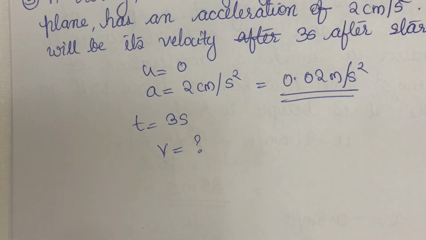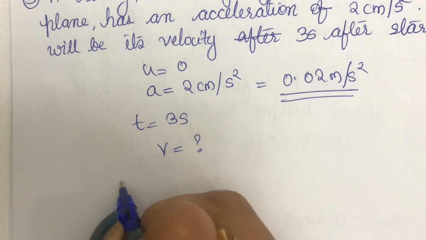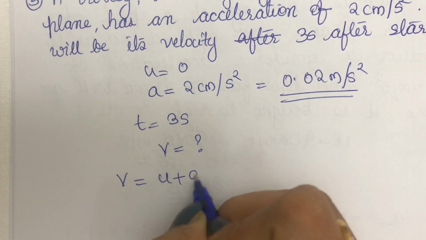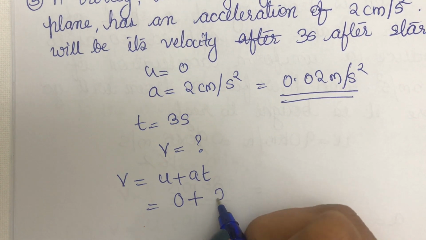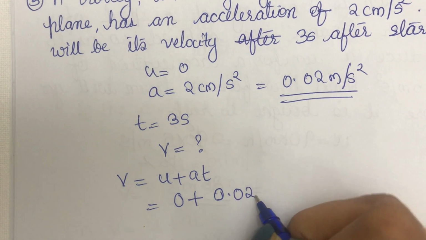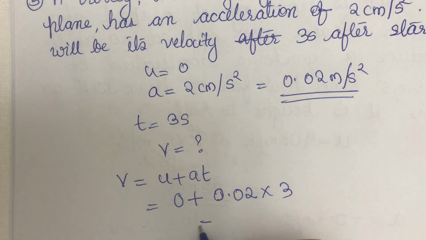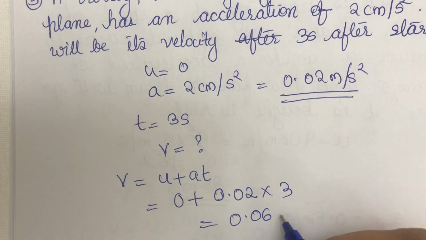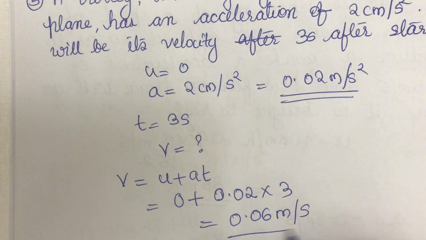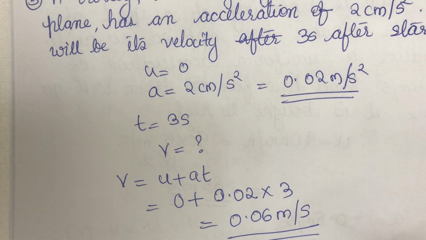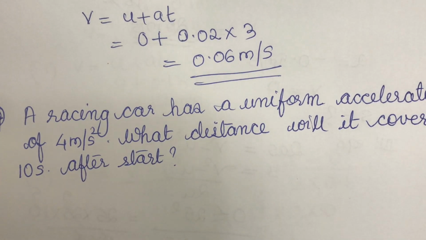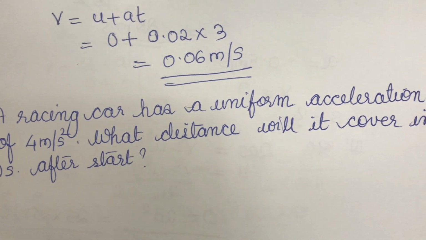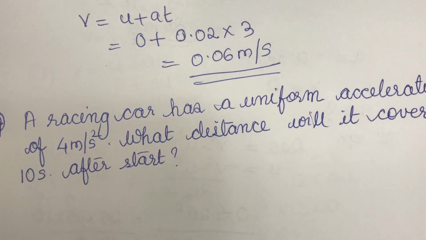So what is the equation here? The first equation of motion, no? V is equal to u plus at. So what is u here? u is 0 plus 0.02 into 3, which will be equal to 0.06 meter per second. So this is our final velocity. Now our fourth question is, a racing car has a uniform acceleration of 4 meter per second square. What distance will it cover in 10 seconds after the start?